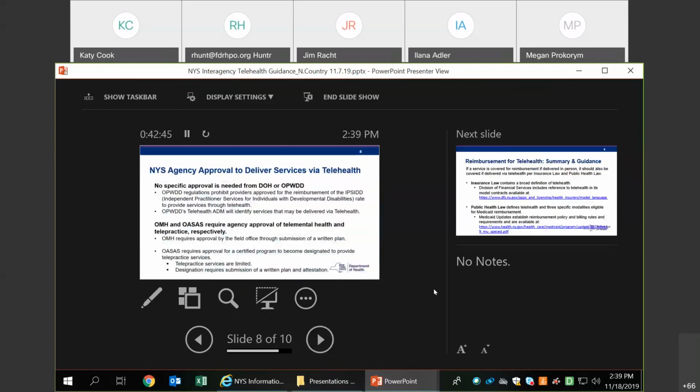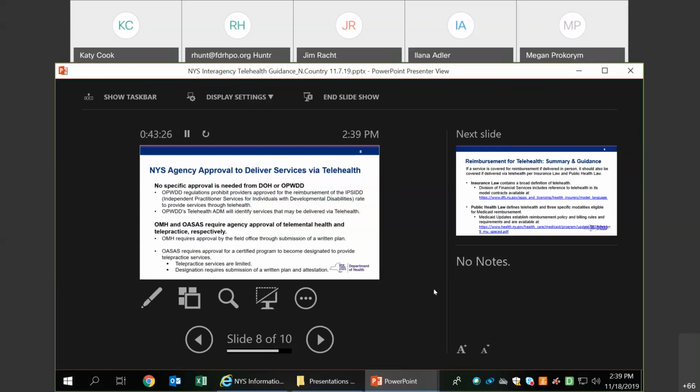The regulations for OMH and OASIS require that OMH and OASIS licensed sites need to get agency approval to use telemental health and telepractice. Between these two agencies, this process is very similar. It's the submission of a plan and attestation. And this is different than DOH or OPWDD licensed agencies, where there is no specific approval that is needed.